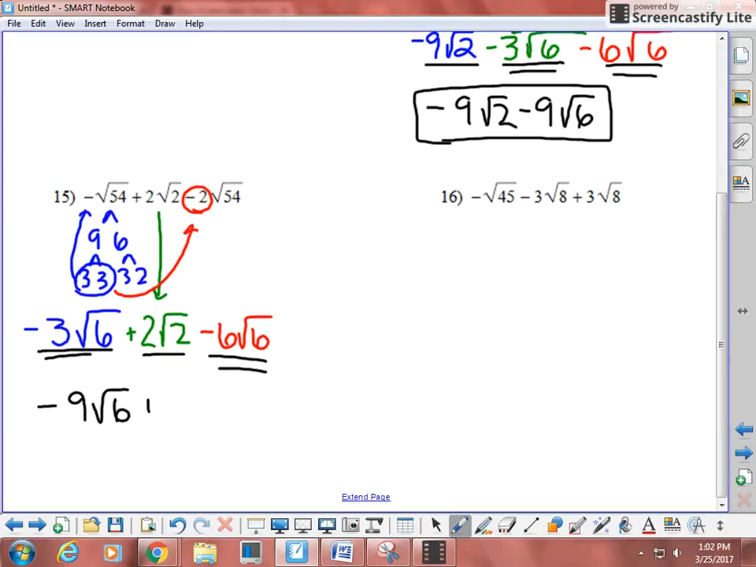This does not have anything to couple or pair with. 2 root 2. And that's your final answer.